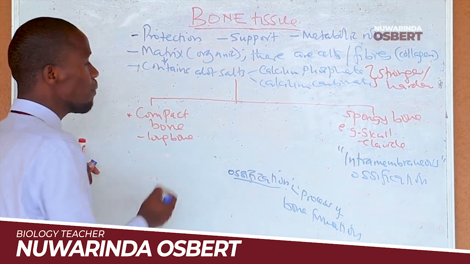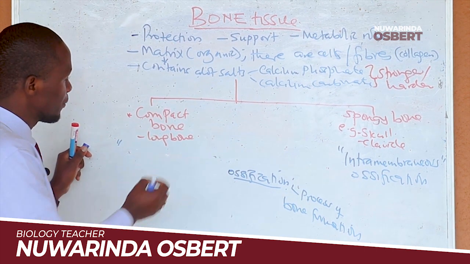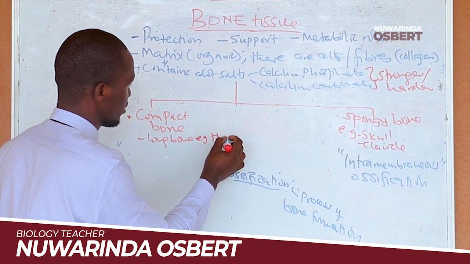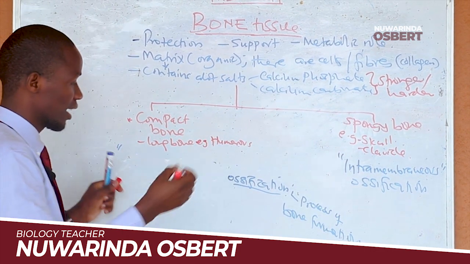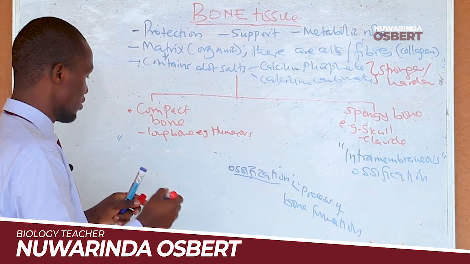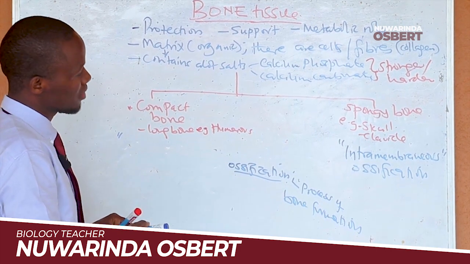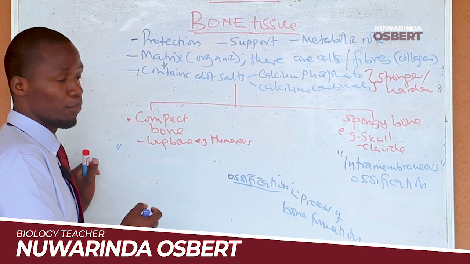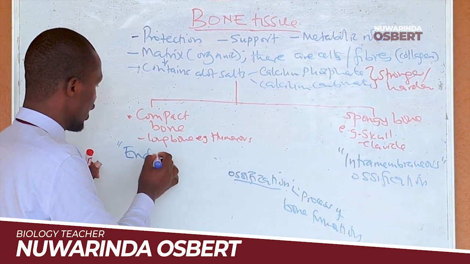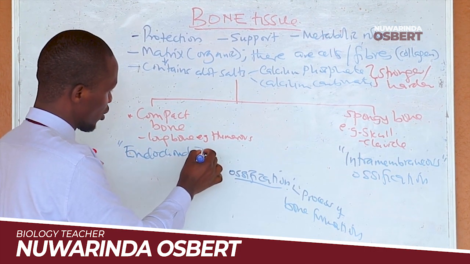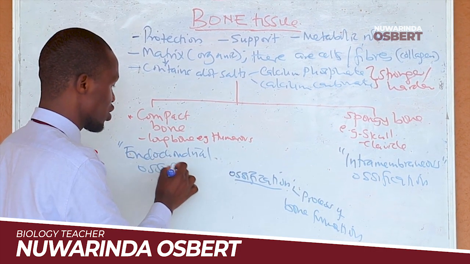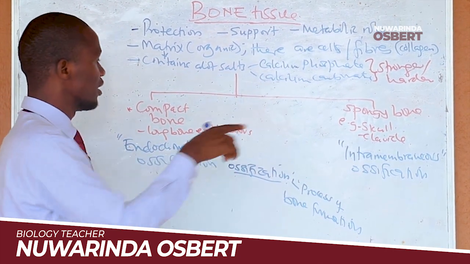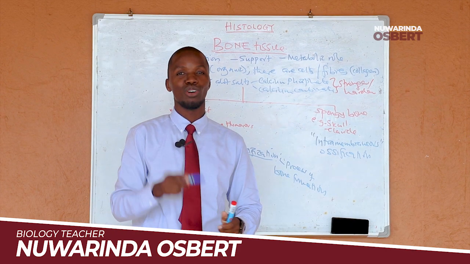Then the compact bone is formed. Here we have longer bones, such as, for example, the humerus, radius, ulna, and fibula. Now we are saying these ones are formed through a process known as endochondral ossification.